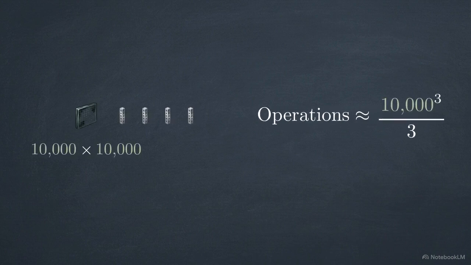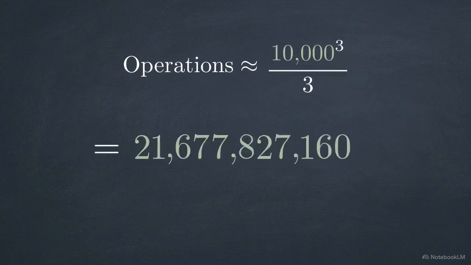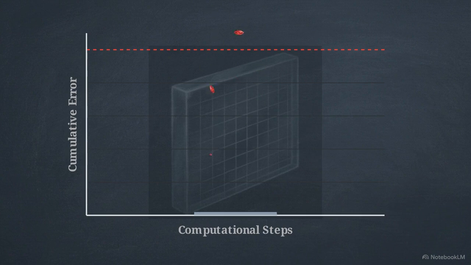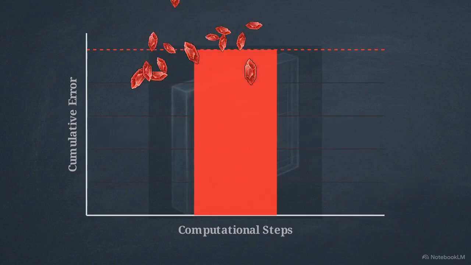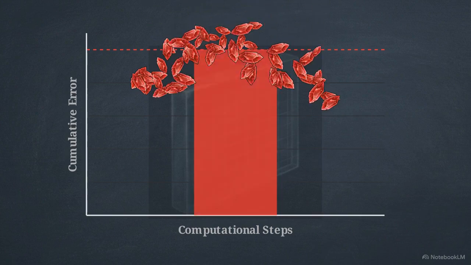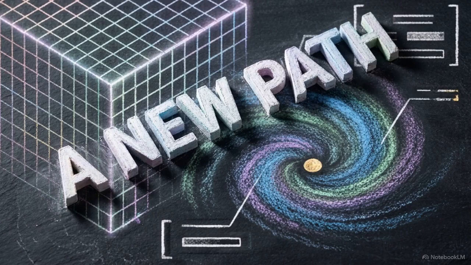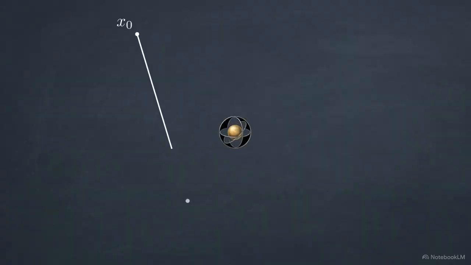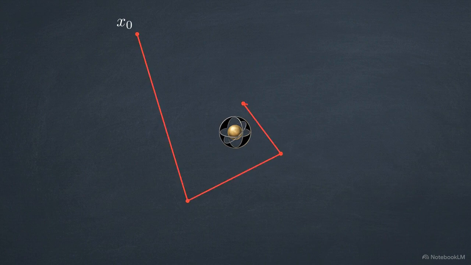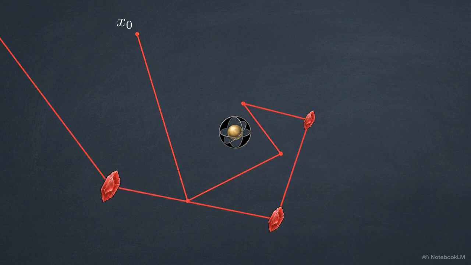For a 10,000 variable system, that means executing trillions of arithmetic steps. At that scale, tiny rounding errors in the computer's memory compound with every single calculation until the final answer is completely destroyed. To bypass this computational bottleneck, we can use iterative methods. Instead of trying to calculate the exact answer in one massive sweep, we guess an initial solution and run it through a loop, refining the answer step by step.